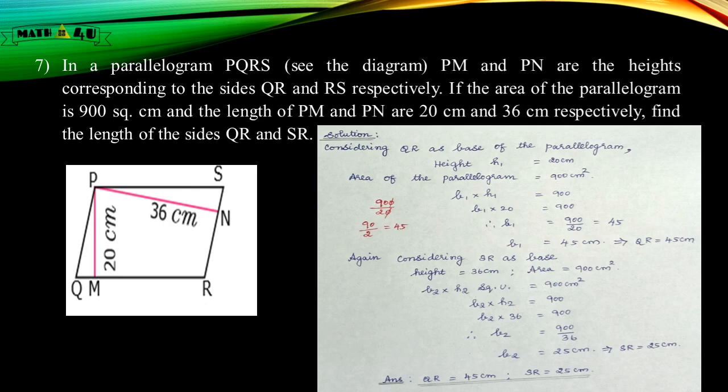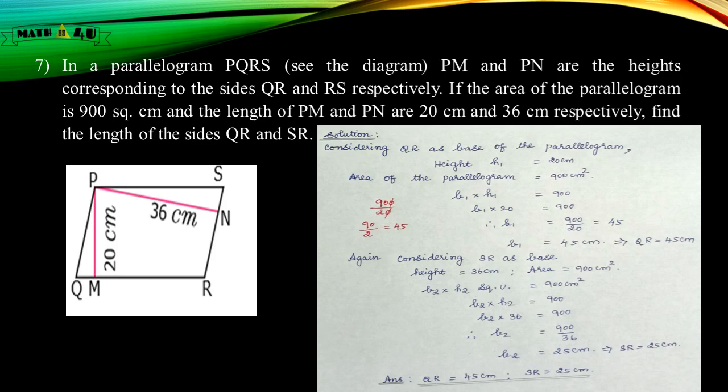Considering QR as the base of the parallelogram, height h1 is equal to 20 centimeter. Area of the parallelogram is equal to 900 centimeter square. b1 into h1 is equal to 900. b1 into 20 is equal to 900. Therefore, b1 is equal to 900 divided by 20, that is equal to 45. b1 is equal to 45 centimeter, which implies QR is equal to 45 centimeter.